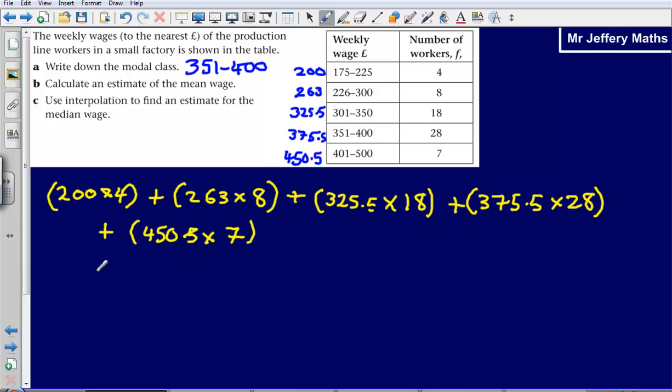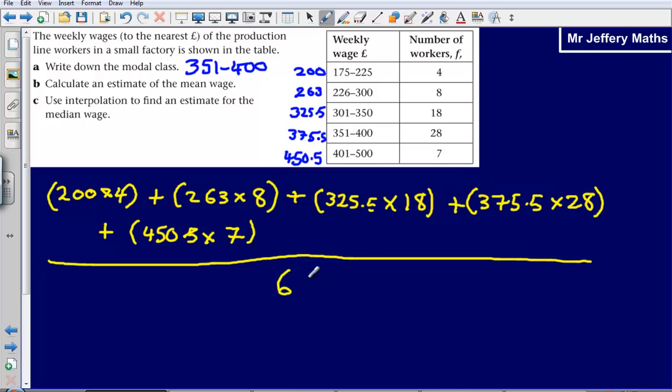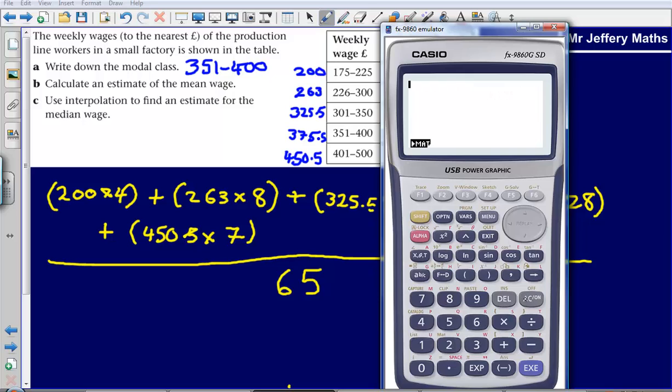And then we divide all of this by the total frequency. So the total frequency, 4 plus 8, 12, plus 18, that's going to give us 30, plus 28 is going to give us 58, plus 7 is going to give us 65. So divided by 65. Now all that I need to do is type this into my calculator, and that's going to give me an estimate of the mean. So let's do that now.